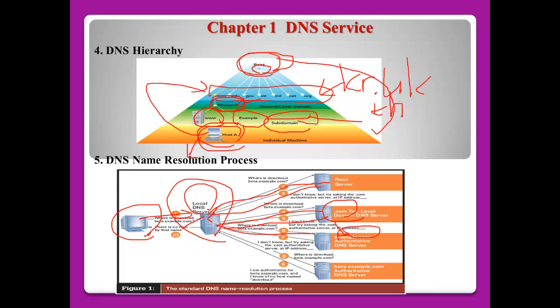Then the local DNS server will query that one also, and this one also does not have information about the beta example.com, so it only replies with the DNS server of the beta example.com. Then the local DNS server queries the DNS server of beta example.com. This DNS server will reply to the local DNS server with the exact information. Then the local DNS server will reply to the client. This is the DNS name resolution process.